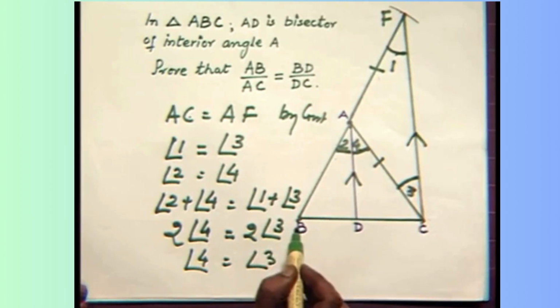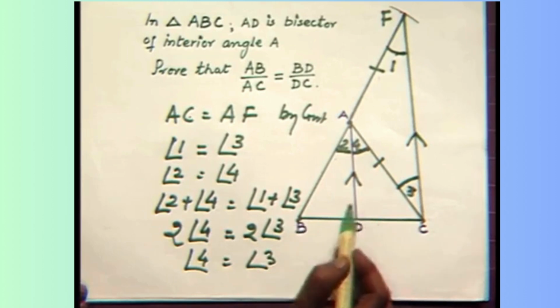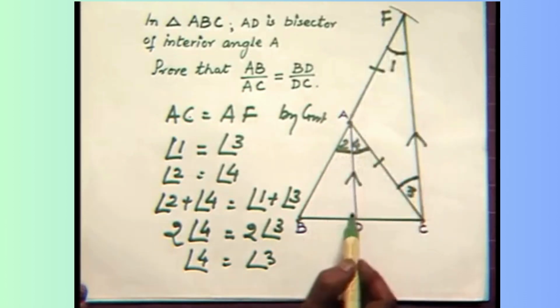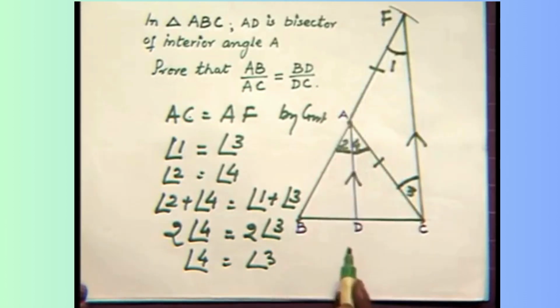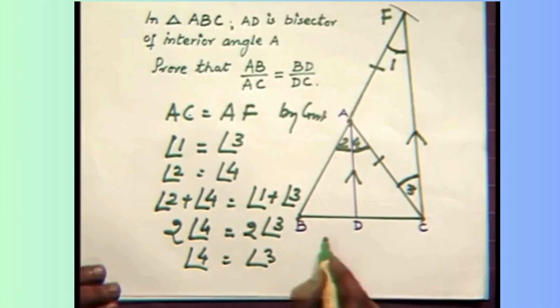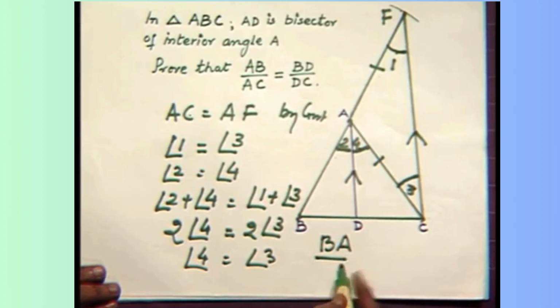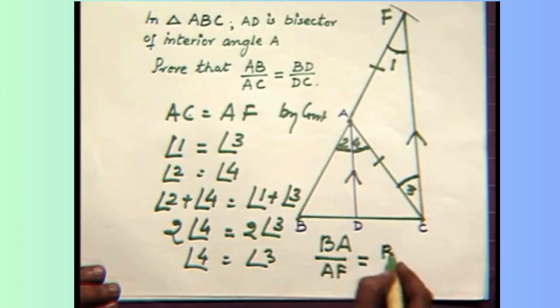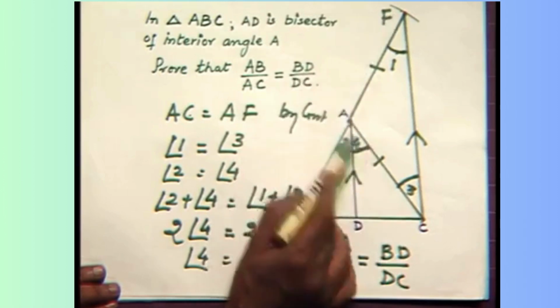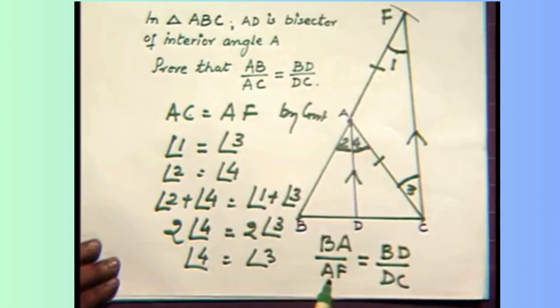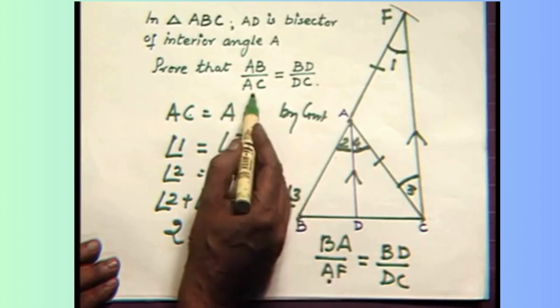Now if we apply our Thales theorem once again, we find here that to side CF, AD has been drawn parallel. So therefore, BA upon AF is equal to BD upon DC. But AF is equal to AC by our construction. So we can replace this AF by AC and we get our desired result.